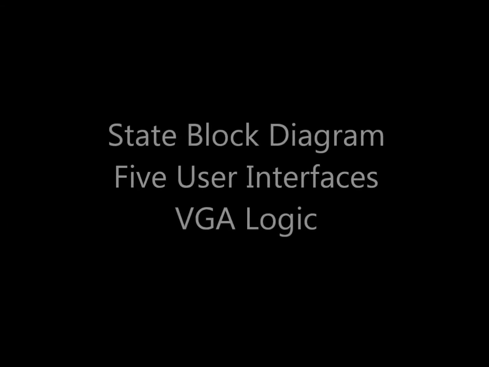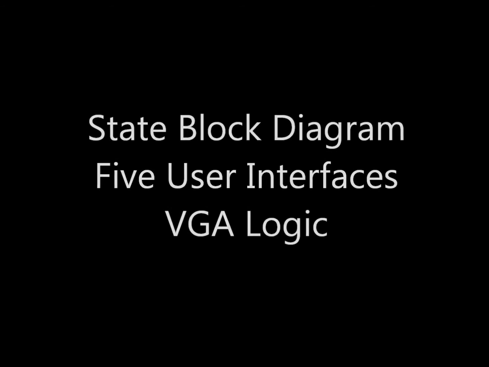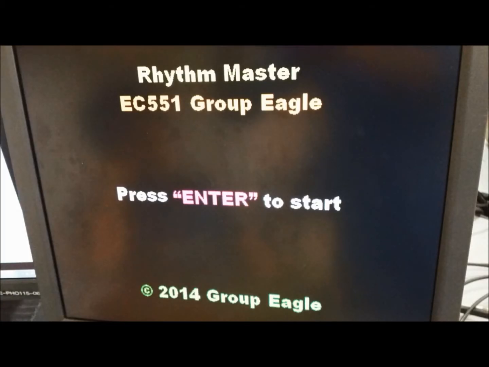Here we will briefly talk about the state block diagram, the 5 user interfaces, and the VGA logic. First, let's see the state diagram. In our VGA design, we altogether have 5 states. This is the S0 interface.